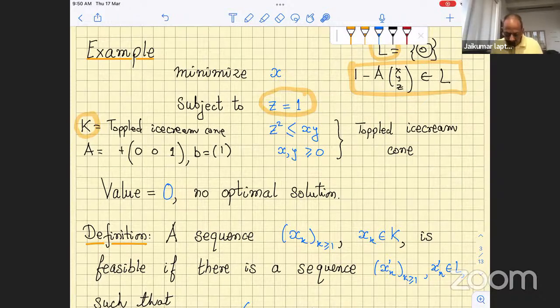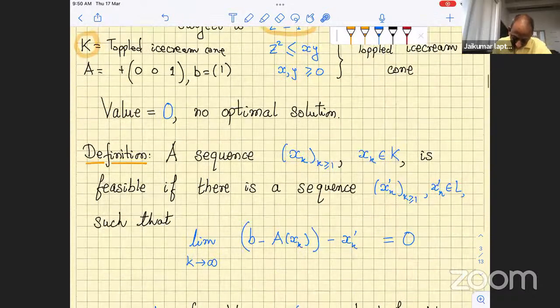So now I want to define a notion of a sequence, this business of approaching. So far, we were within the cone, within the feasible region, and we were trying to minimize. And in the process of minimizing, we were approaching an optimal point, which doesn't exist. We approach the point, but we stay within the feasible region.